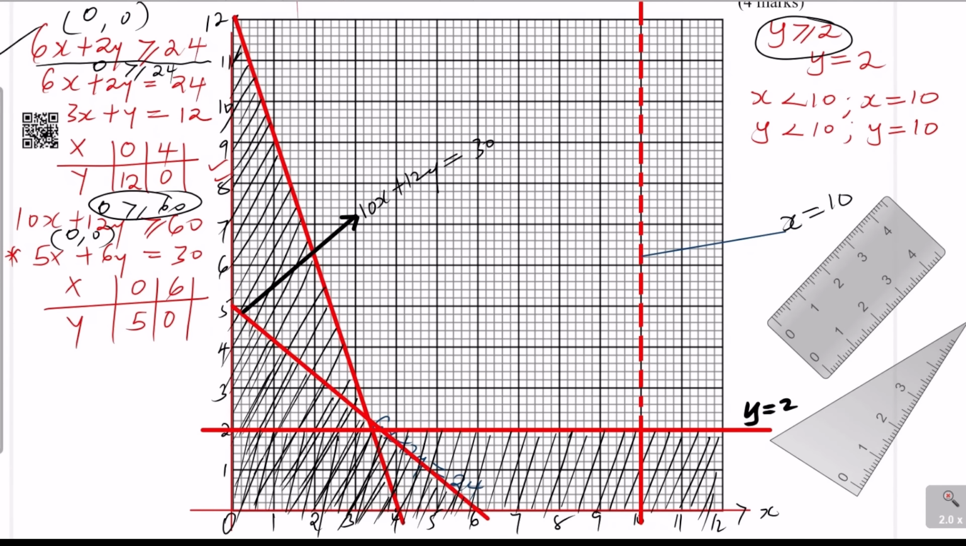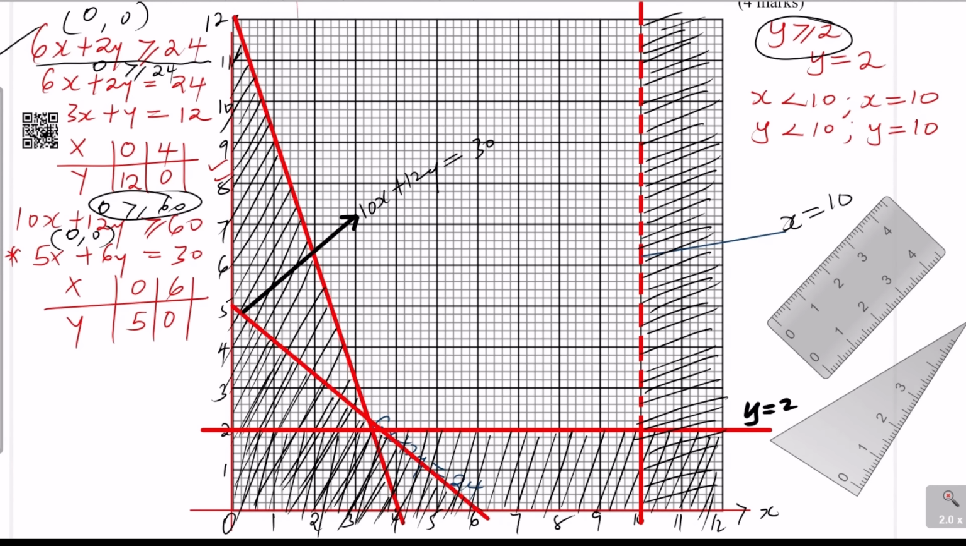Now, which side do we shade? X is less than 10. Less than 10 means we require the values that are to the left of 10. The values to the right of that line are greater than 10, and you don't need those. So we shade the right hand side of that line. We need less than 10. That is why we shade the right hand side of that line.